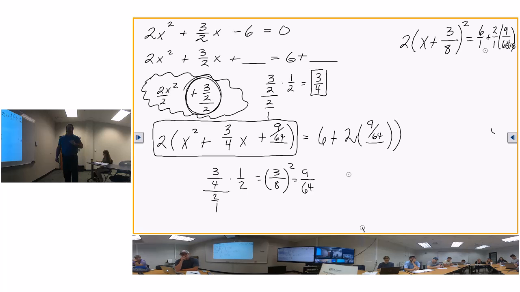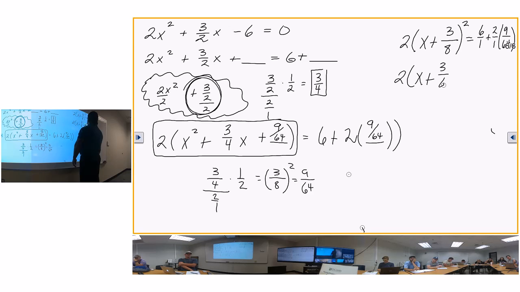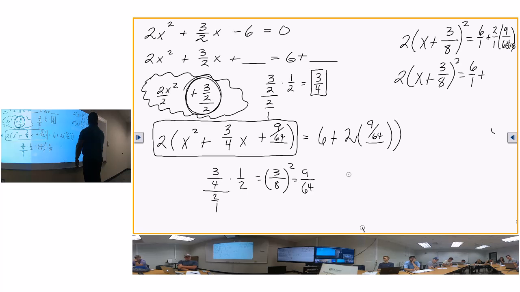6 plus 2 over 1 times 9 over 64 is not Rain Man. That is normal mathematics. Okay? And if you don't know who Rain Man is, then that's another problem too. 2 x plus 3/8 quantity squared is equal to 6/1 plus, what does that 9/64 turn into?